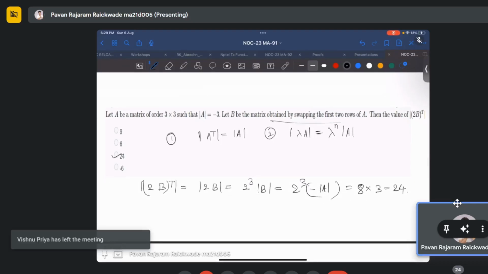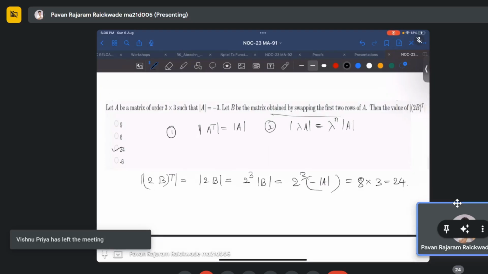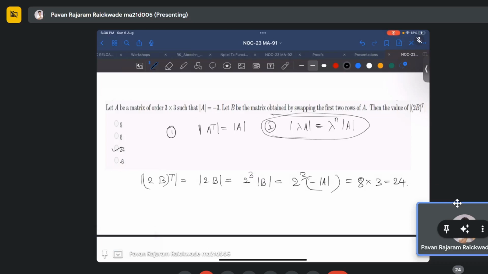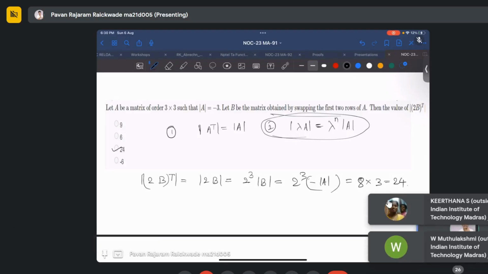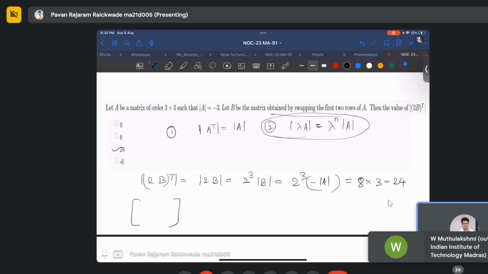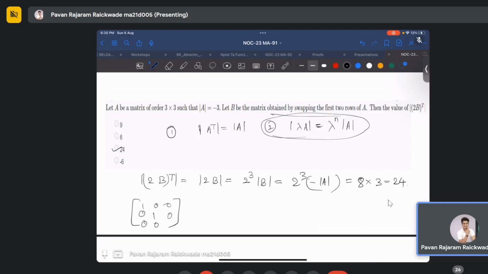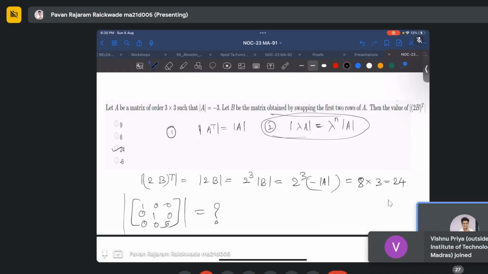Okay, just as more information, why is this formula there? Determinant of lambda A is lambda power n times determinant of A. So what happens if I multiply only one row of a matrix by some non-zero alpha? Let's just take the identity matrix. Okay, this is the identity matrix. Now what if I multiply the last row by 5? What will be the determinant of this matrix? Can someone tell me?